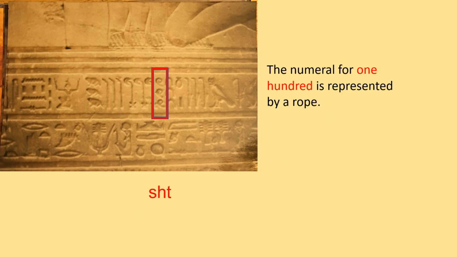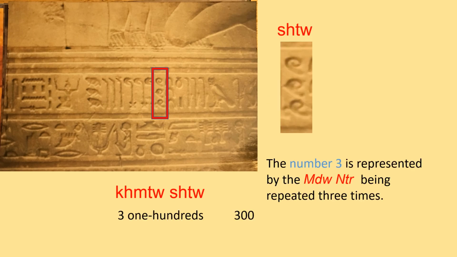The numeral for 100 is represented by a rope, and we would identify this as Shet. And it would be Shetu because there are 3 of them. And again, rather than 3 strokes, we simply have 3 Shets representing 3 times the number, or 3 times 100. Kem2 Shetu would be 3 100s. Again, in Hindu Arabic, it's a 3 with 2 zeros.